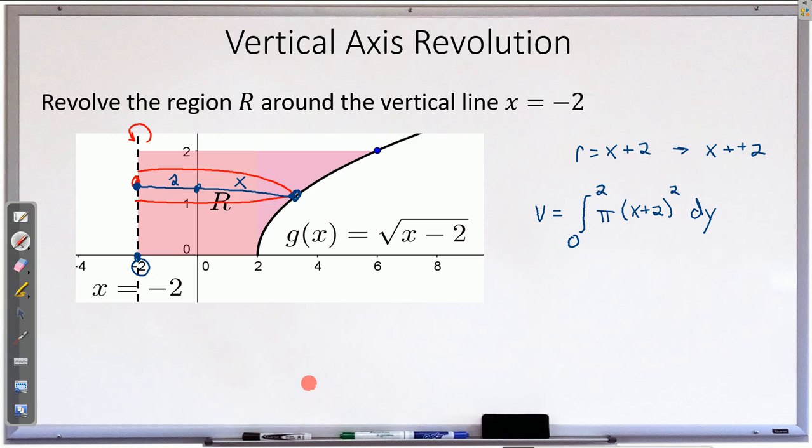So what is x in terms of y? Well, our function is y equals the square root of x minus 2, solve for x. Square both sides, so we have y squared is equal to x minus 2. Add 2 to both sides, and you're left with x is equal to y squared plus 2. Plug that in.